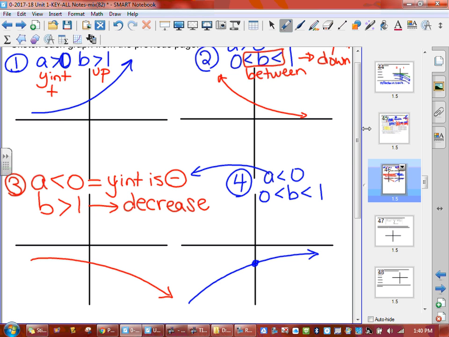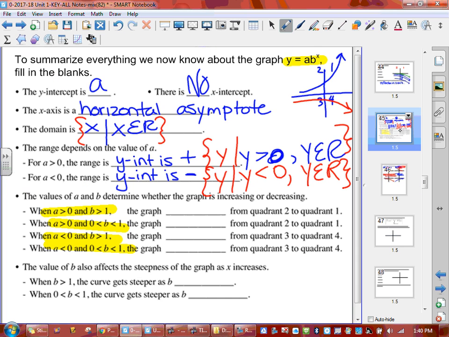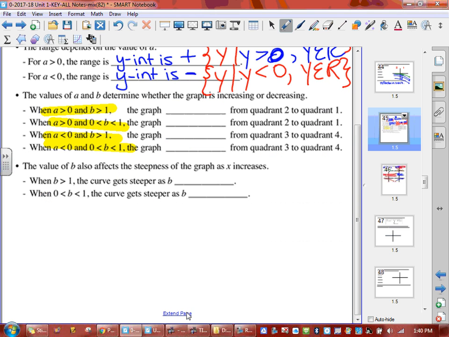So now we're going to go back to our little charts here. We're going to fill out the bottom here. So looking at what each of those graphs did, we're now going to say the graph rises or increases. And then the next one is going to be decrease. And then decrease. And then increase.